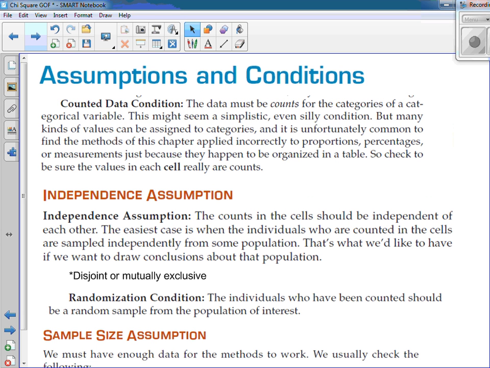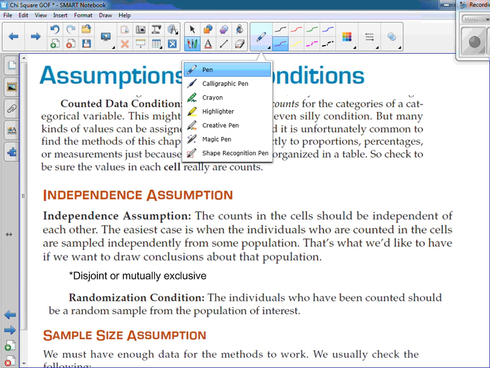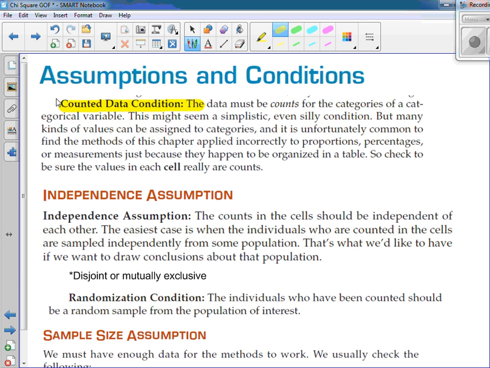After you write some hypotheses, you've got assumptions and conditions. These are a little bit different, and chi-square tests are just a little bit different because they're not what we are used to. The first thing is that we need to have counted data, and all that means is that we need to have totals for each category. We can't do the test with proportions, so you can't have percentages in the tables. We have to have actual data. If you can find the counts, that's fine, but we have to have counts, totals for each category.